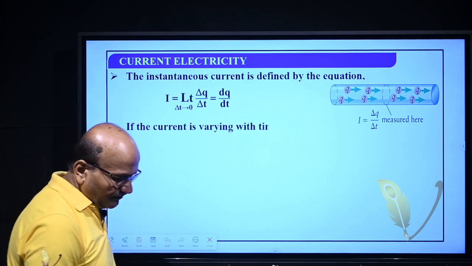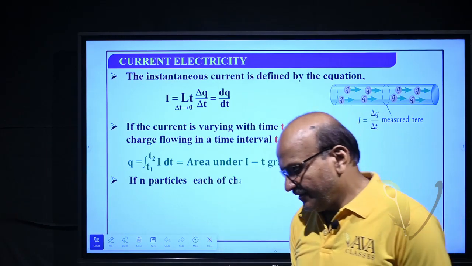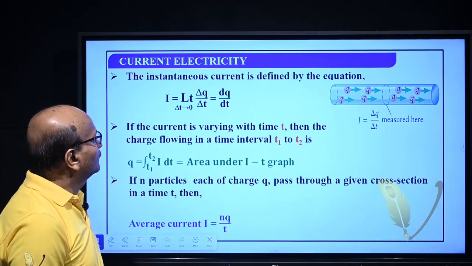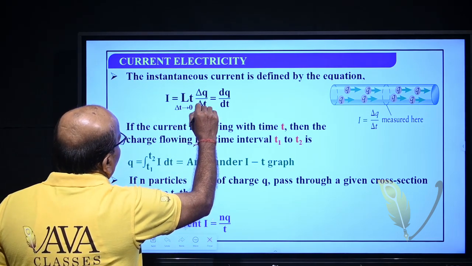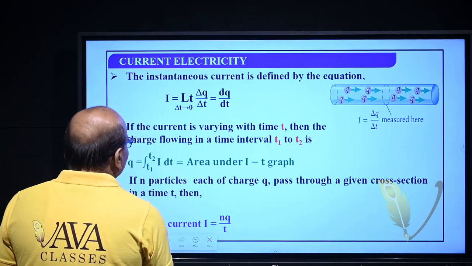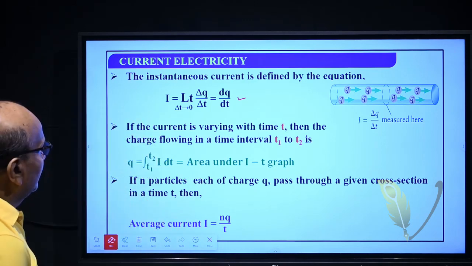Now, we will see the instantaneous current. Instantaneous means when delta t tends to 0. When limit delta t tends to 0, delta q by delta t is equal to dq by dt. So, this is the instantaneous current.